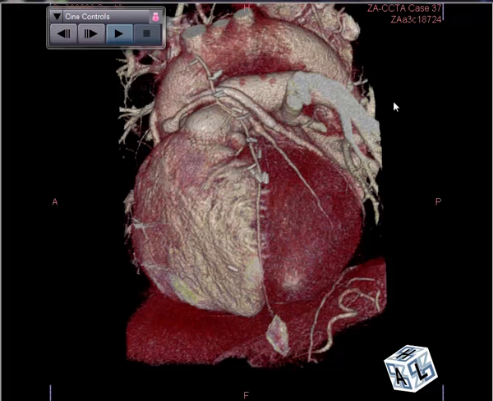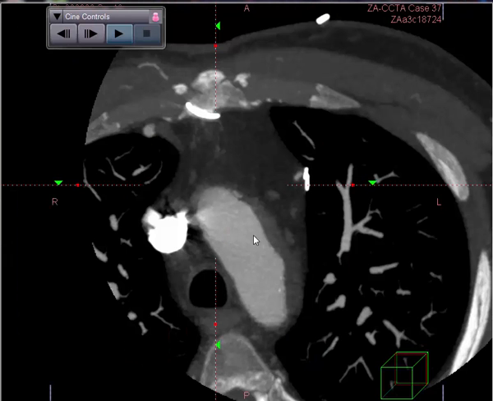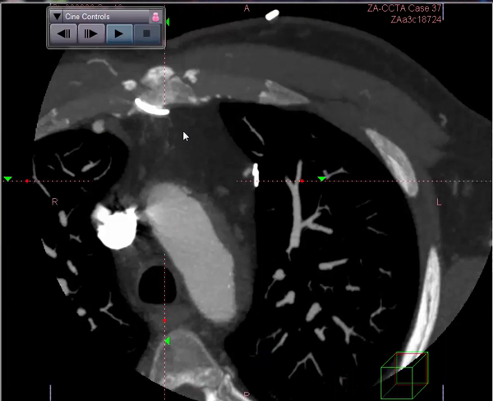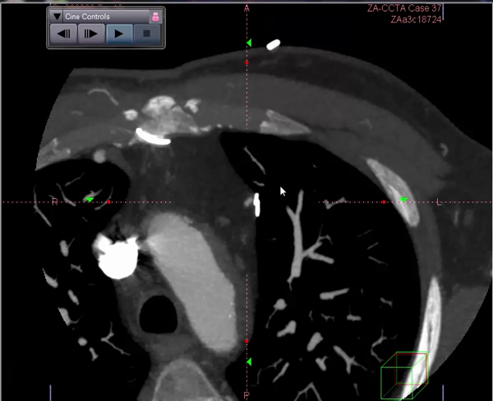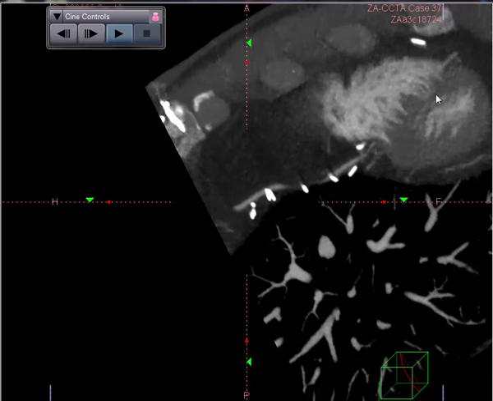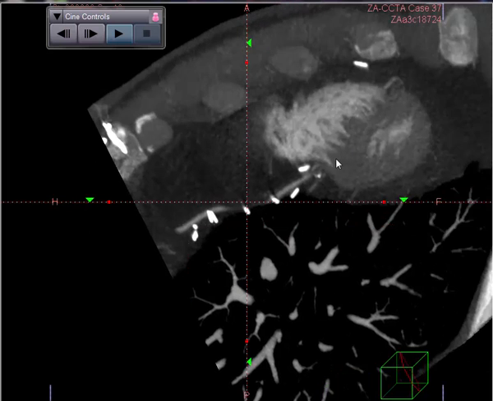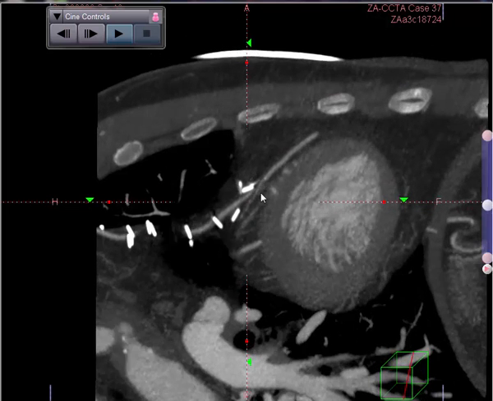In order to look at them in more detail, though, I need to go back to the two-dimensional views, and I'm going to bring over the maximum intensity projection 5 mm and begin looking at the bypass grafts. Let's first of all start with the internal mammary. There is the left internal mammary artery. I know that it goes to the anterior wall, so I'm going to actually rotate in that direction, and I can see that the Lima is coming down very nicely, clearly going into the region of the left anterior descending.